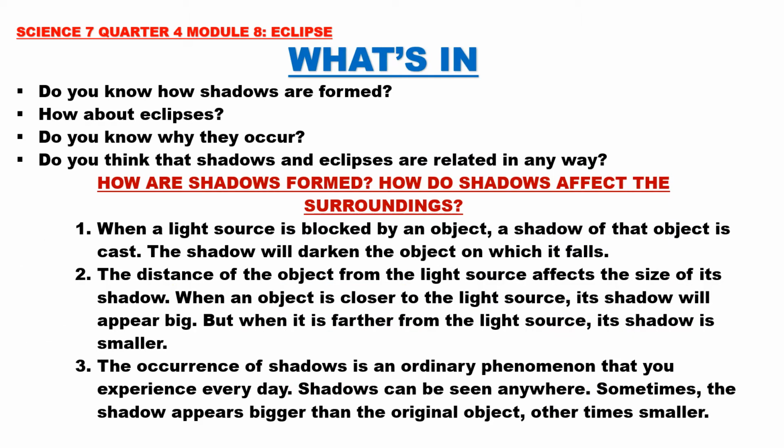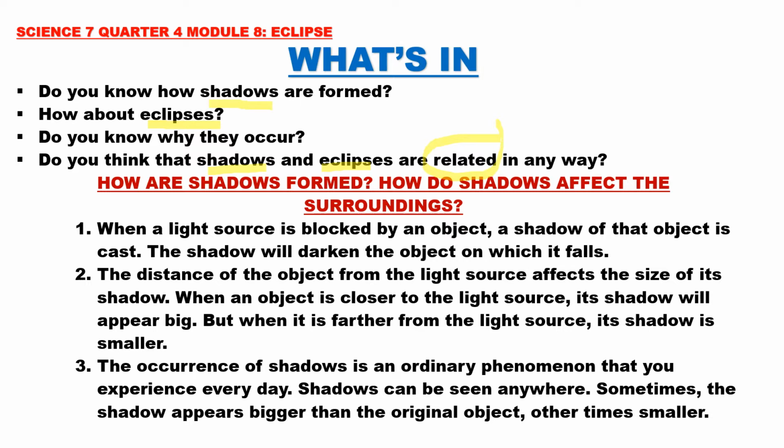What's in? Do you know how shadows are formed? How about eclipses? Do you know why they occur? Do you think that shadows and eclipses are related in any way? How are shadows formed and how do shadows affect the surroundings?